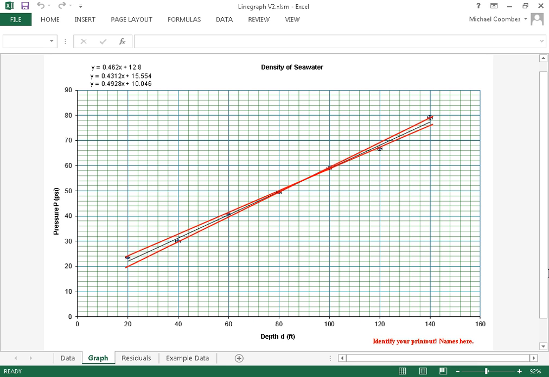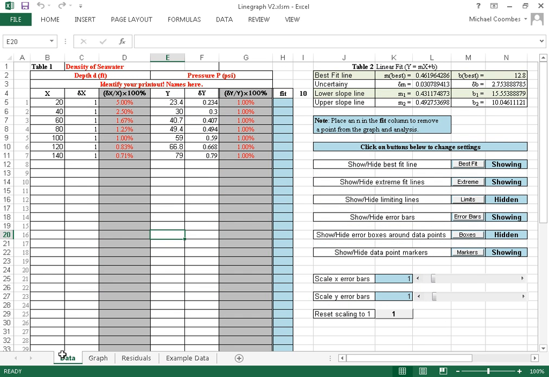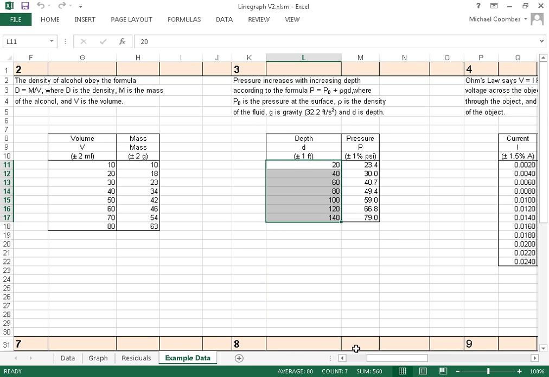Okay, what we've been asked to do is plot our data and get a straight line, like we've shown here. This is the program we're going to use to plot. It's called Line Graph V2, and it's included here on the Moodle site. What you would do is open it up and put your data in here. I've actually just used some sample data from over here.